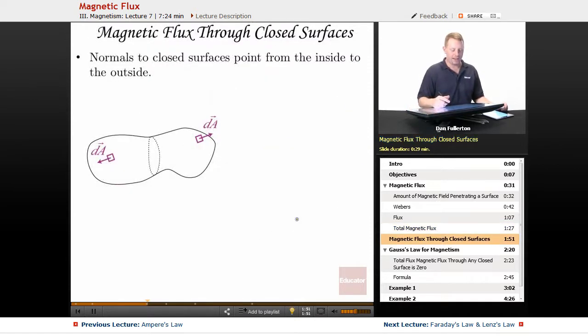When we talk about magnetic flux through closed surfaces again, normals still point from the inside to the outside. So now our total magnetic flux would be the integral of d phi B, which is the integral over the closed surface of B dot dA, which for magnetic flux is going to equal 0. Let's talk about that.